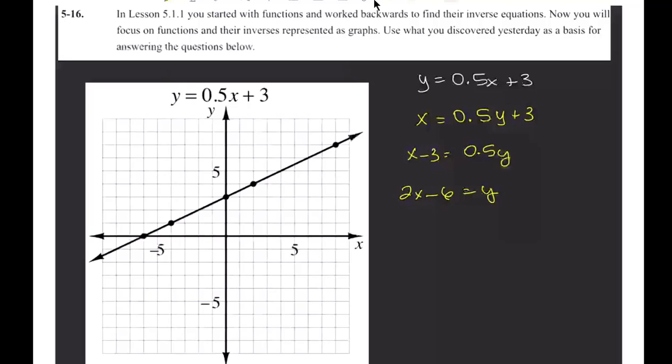And then we could go ahead and graph that equation. We would know that we would cross at negative 6: 1, 2, 3, 4, 5, 6. And we'd have a slope of 2, so rise 2, run 1. And we'd get a graph that looks, can't even see it.